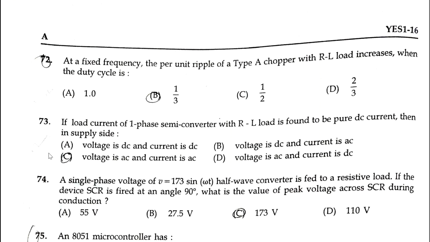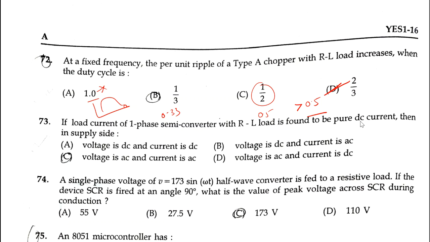At a fixed frequency, the per unit ripple of a type A chopper with the RL load increases when the duty cycle is. So the duty cycle should be greater than 0.5. Choose among the answers. So it will not be 1.5, 0.5 will be here, and this will be 0.33. There are two options possible. At a ripple of 1 it is going to be 0, so this is not the option. So the suitable option will be D here. It is 2/3.